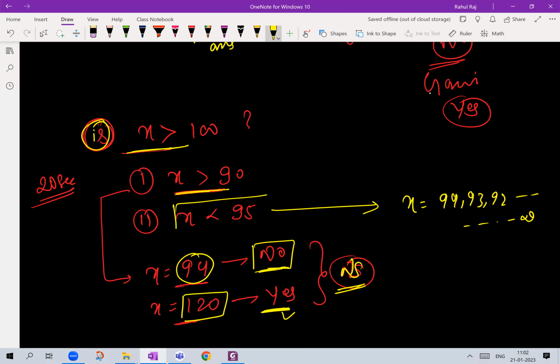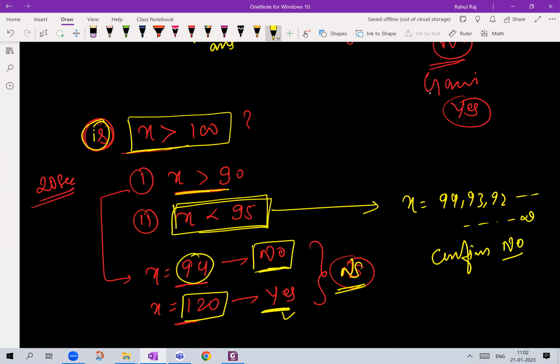So when I say X is less than 95, can I be 100% sure to say that X can never be greater than 100? Can I say it's a confirmed no answer? Because I can't create any yes situation. If I take any value of X less than 95, it will definitely be less than 100. So it is the same as asking, is your name Rahul? And option number 2 says no, your name is not Rahul. So is X greater than 100? Option 2 says X is less than 95. It means X is never greater than 100, and this is an accepted answer. Confirm no is an accepted answer. So we say the answer is B to this question.